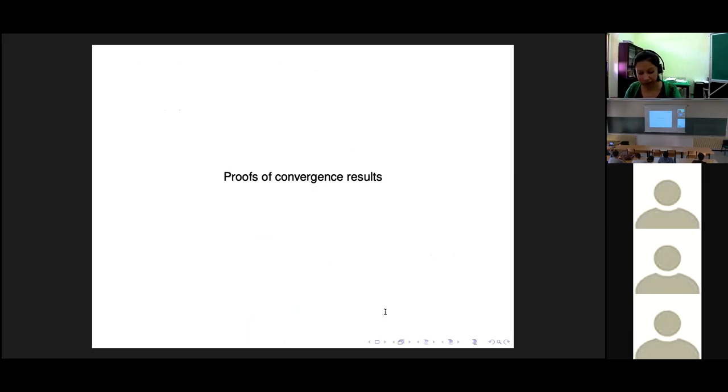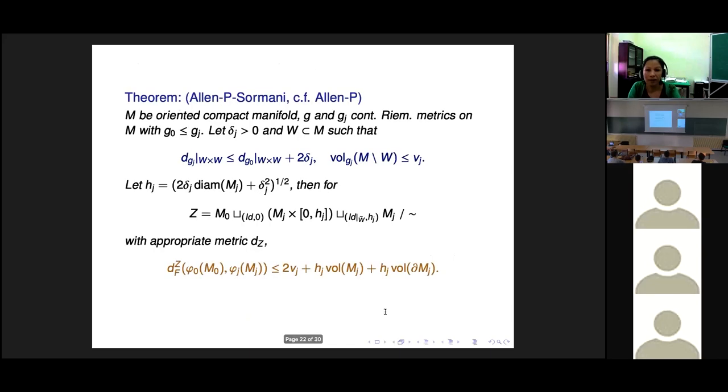And now let me tell you how to prove some of the convergence theorems. I told you I'll just focus on the case in which there is no boundary, or where the fixed manifold has a convex interior. So what we want to do is create this big space in which we can embed our manifold MJ and our manifold M0.